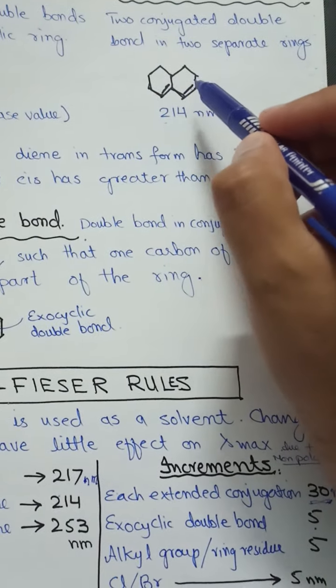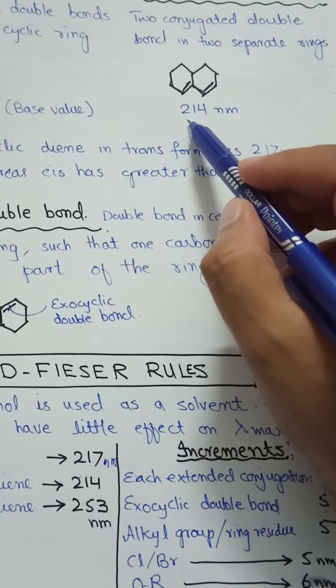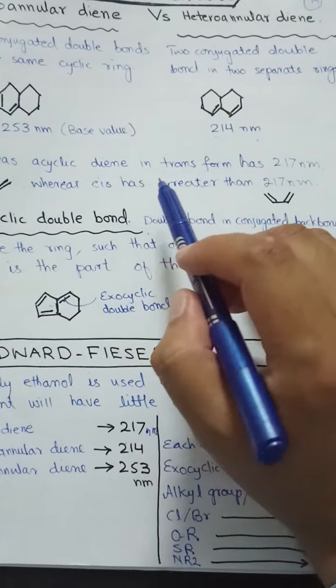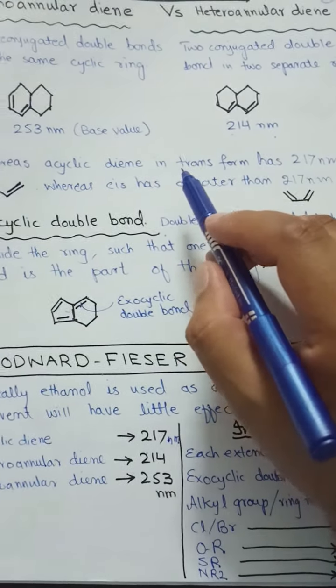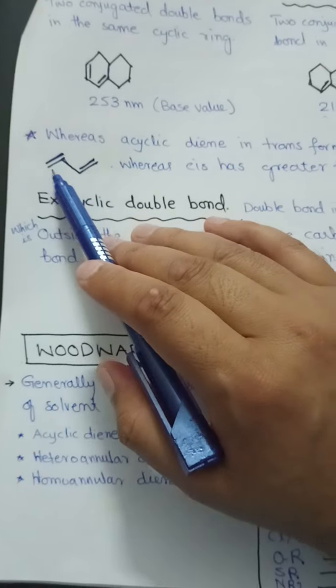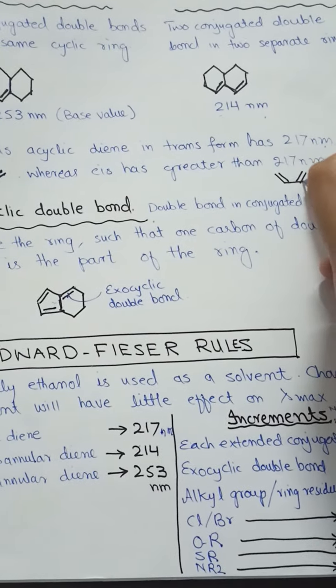is still present. So in this case, the lambda max will be less than the homoannular diene, which will be 214 nanometer. In case of acyclic dienes, the trans form is most preferable, and in this case the lambda max will be 217 nanometer. In case of cis, it will be greater.